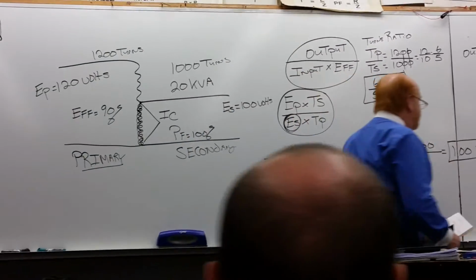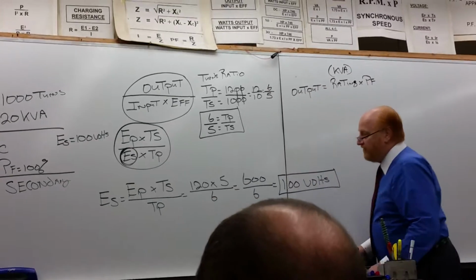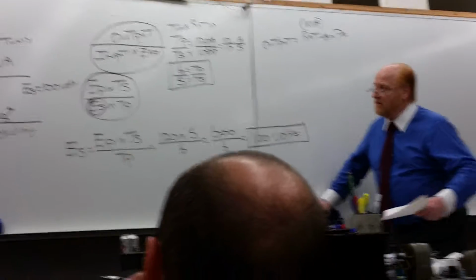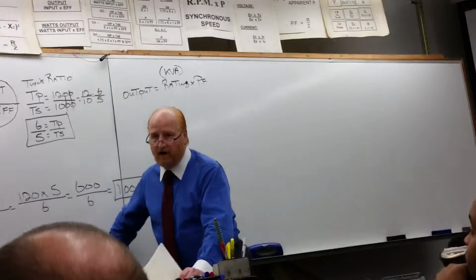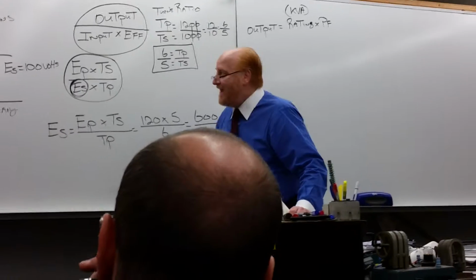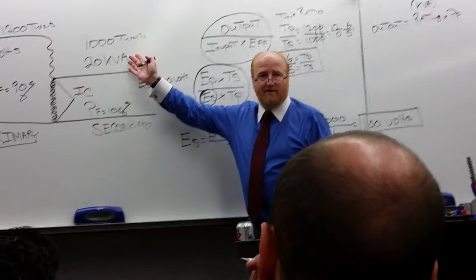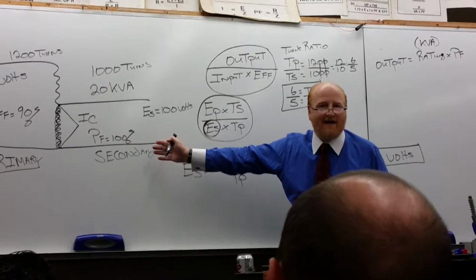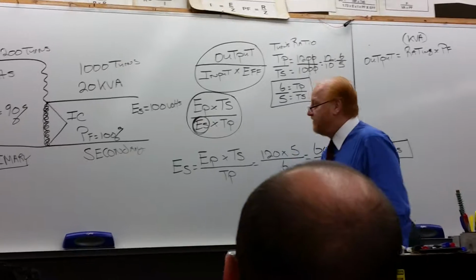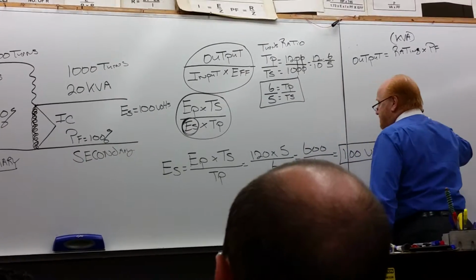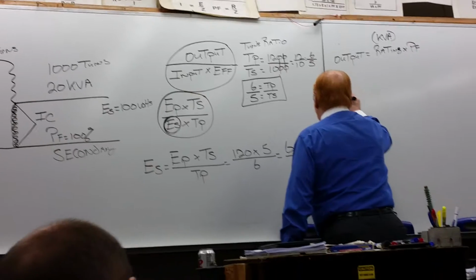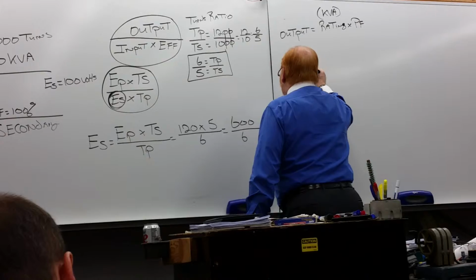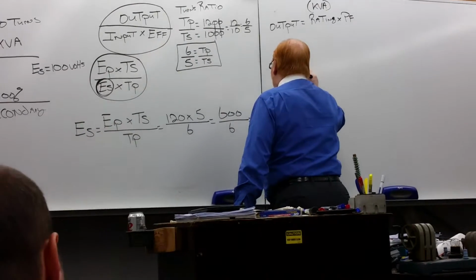If I have the voltage, I look at my secondary side. What else do I have that would help me find current right now? Because I don't have the current on the primary side. Oh, I have power on the secondary side, and I have voltage on the secondary side. I can find the current on the secondary side. And a simple formula: IS equals PS over ES.